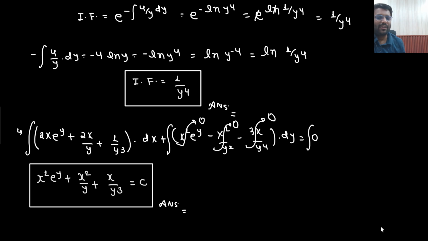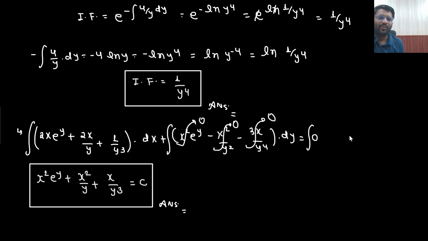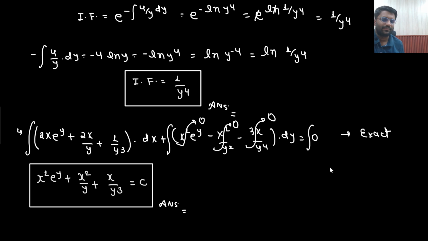You know that, sir, if I multiply with 1 by y to the power 4, it will come out to be an exact equation. And if it is an exact equation, then I can solve it using my basic concepts. Right? So simply multiplying with 1 by y to the power 4, these are the answer I am getting. 1 by 2x e to the power y, 2x by y plus 1 by y cube dx and so on.